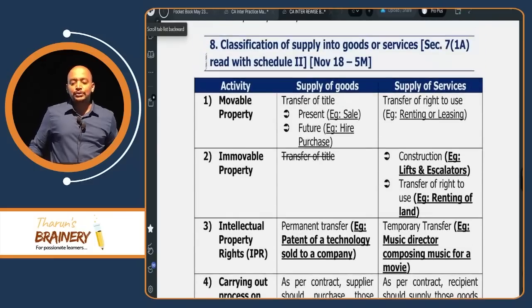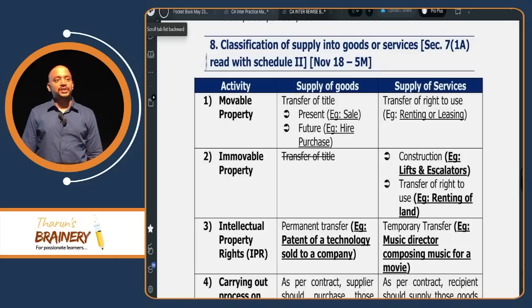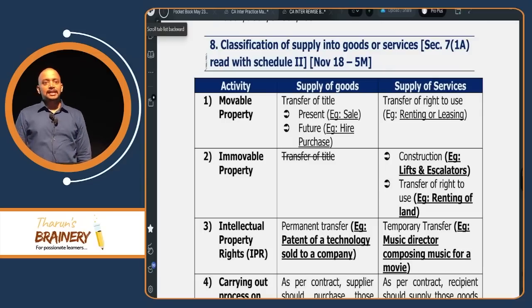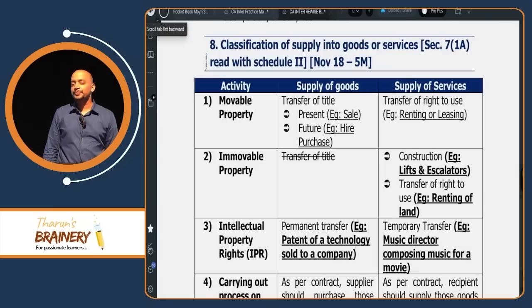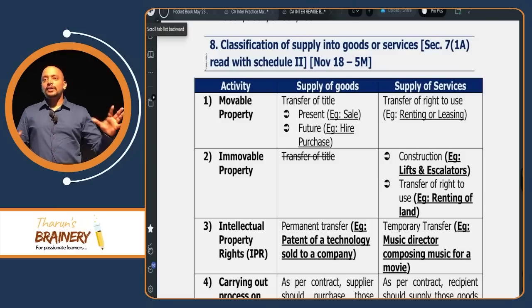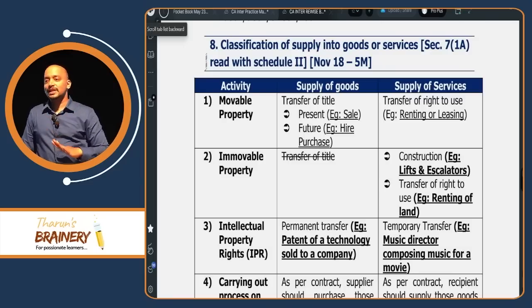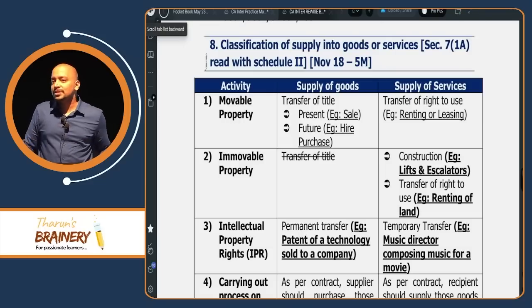Now we are moving on to classification of supply into goods or services. Section 7 subsection 1A read with Schedule 2. Schedule 1 is what? Schedule 1 is activities without consideration. Schedule 2 is classification of supply into goods or services. Schedule 3 is Section 7 subsection 2, exclusions from supply. Now listen, once an activity becomes supply, then only we will classify it into goods or services. If an activity is not at all supply, we will not classify it as goods or services.